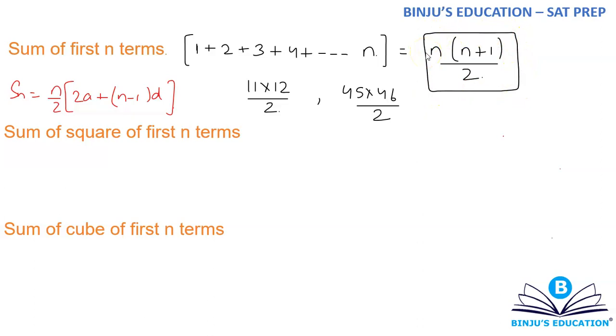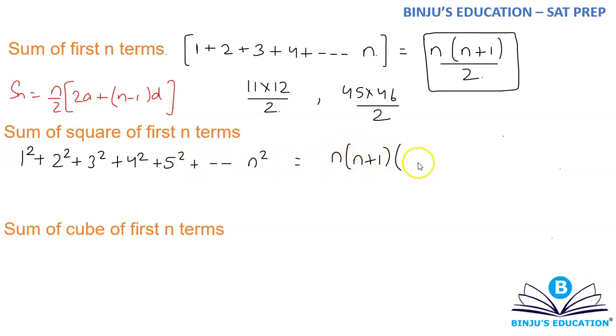Second is sum of the squares of first n terms. So what do I mean by that? That is like 1 square plus 2 square plus 3 square plus 4 square plus 5 square and so on and so forth up to n square. So the sum for this comes out to be n into n plus 1 into 2n plus 1 divided by 6. This is the formula.